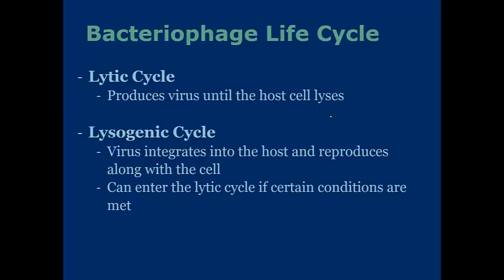The second is a little bit more benign. It's the lysogenic cycle. Viruses in this cycle will integrate into the host and reproduce along with the cell. So it's basically a hitchhiker that follows the cell as it reproduces and as it lives its life. Take note that if the conditions are right, a lysogenic bacteriophage will enter the lytic cycle and thus cause the cell to be controlled and burst eventually.